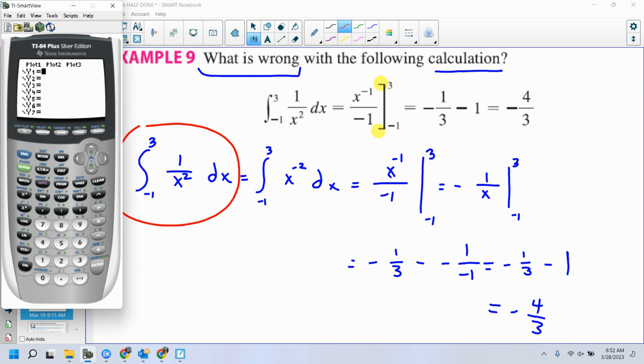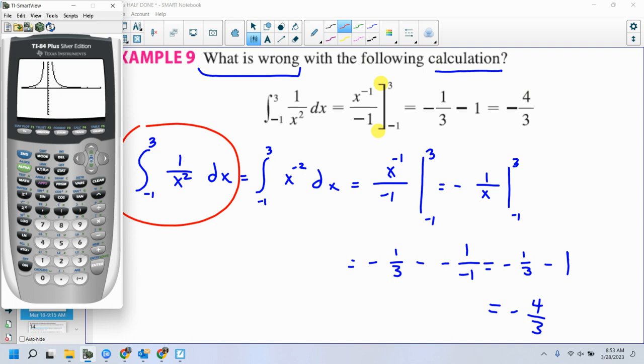Well, I'll just write it as x to the negative second. So I'm finding the area underneath the curve from -1 to 3. Let's change our window up a little bit and look at it from -2 to +4. Is that area truly -4/3?